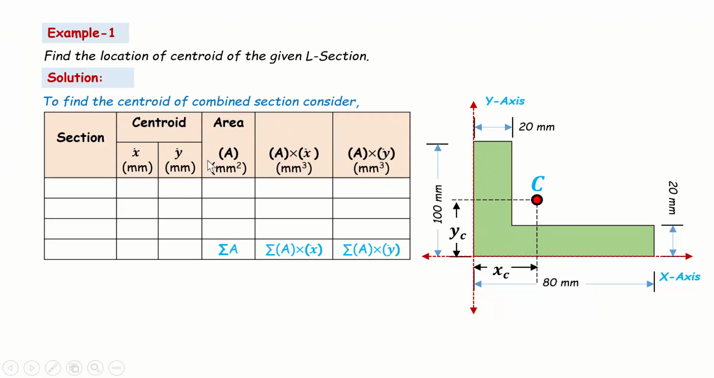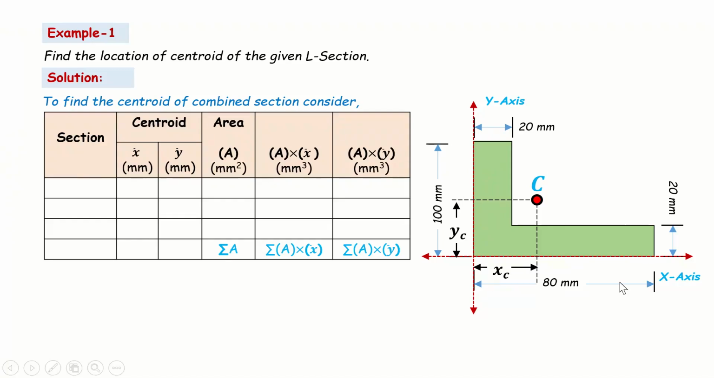Then we will take the area of each individual section, and then we'll find out the first moment, that is area times distance with respect to the y-axis, meaning A into x, and we also find out A into y. These are multiplications of area with distance from the y and x-axis respectively, and then we will find the summation of A into x, summation of A into y, and summation of area. So let's see how we can proceed with the help of this table.